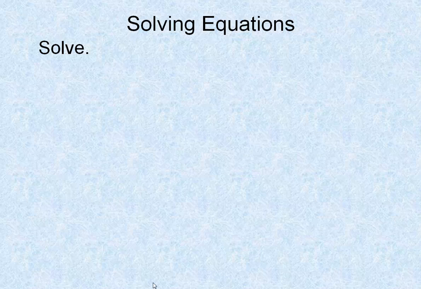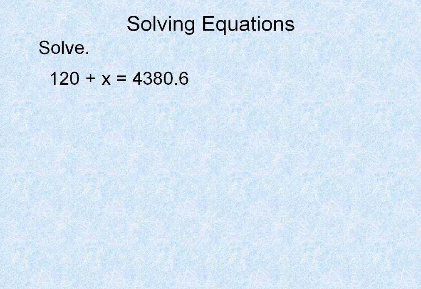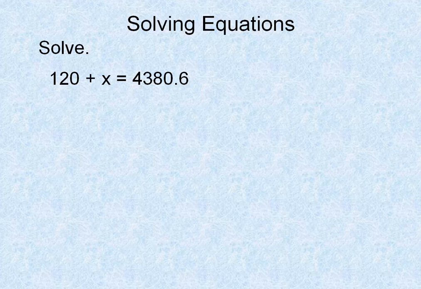We are solving equations. This time we are solving equations using decimals. Now remember, when we add and subtract decimals, we line up place value. We line up the decimal points. We have 120 plus x equals 4,380 and 6/10.